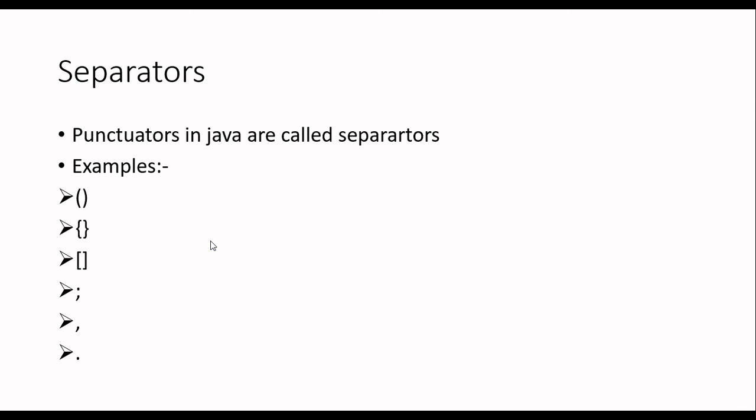Last but not least, separators. Punctuators in Java are called separators. Examples of separators are parentheses, which is open and close brackets, curly braces, square brackets, semicolon, comma, and full stop. All these separators convey a special meaning to the compiler.